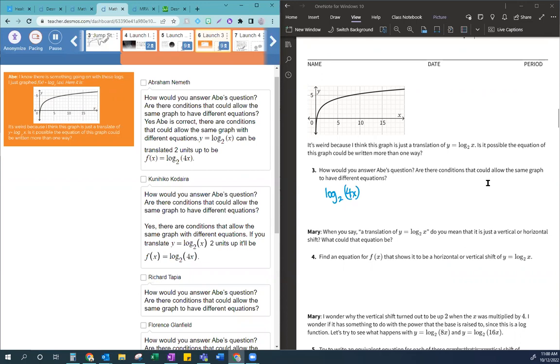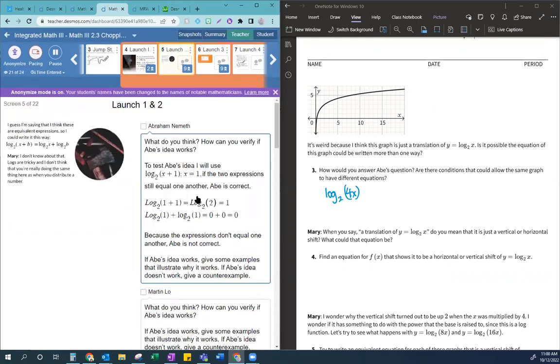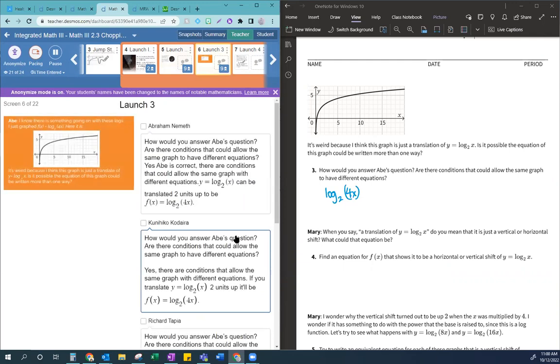Okay. So are there any conditions that could allow the same graph to have the same exact equations? First of all, we already proved that that doesn't work, right? But there is something that could be similar that does work. So, hey, can you guys tell me, is there another way to rewrite 4x?